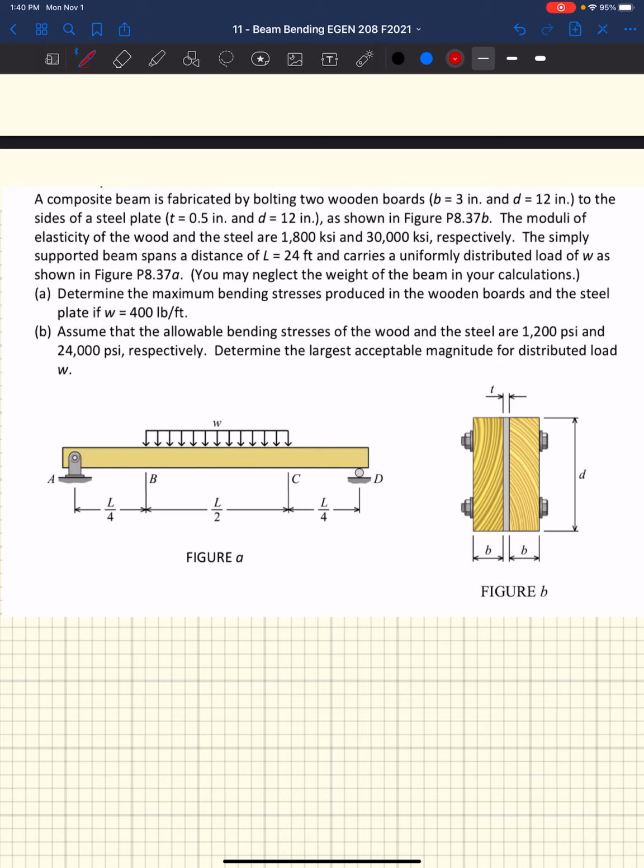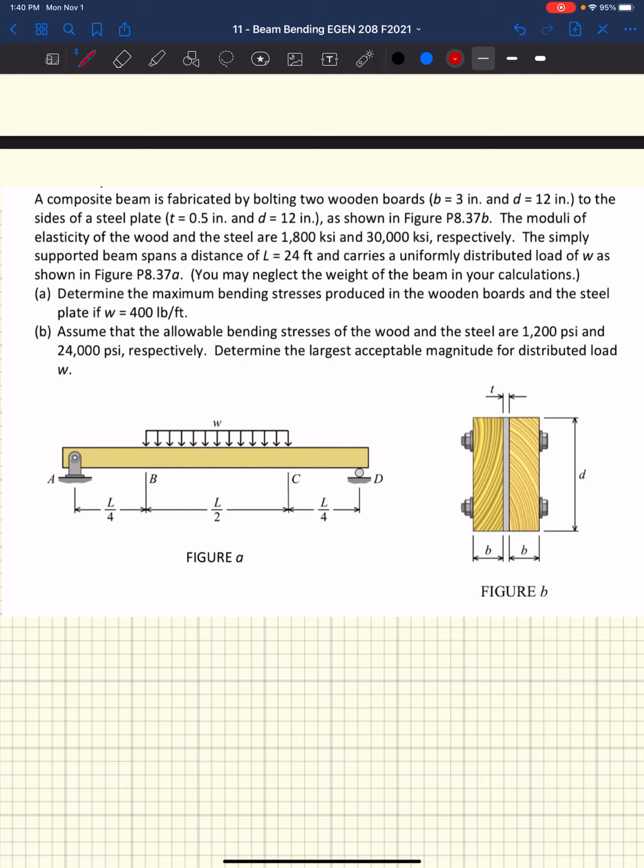They said the modulus of elasticity of wood is about 1.8, or 1800 KSI. Steel is 30,000 KSI. They say that this beam is simply supported, so it's got a pin on one end, a roller on the other. The distance is 24 feet, and then it gives you this uniform load that's applied over the middle half of the beam, L over 2 or 12 feet. We don't have to worry about the weight of the beam in our calculations, which is good.